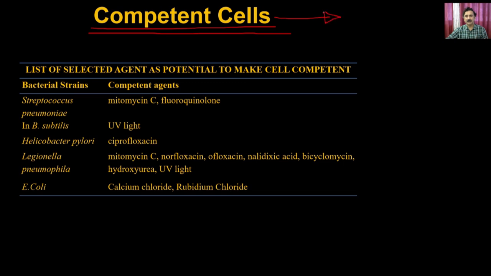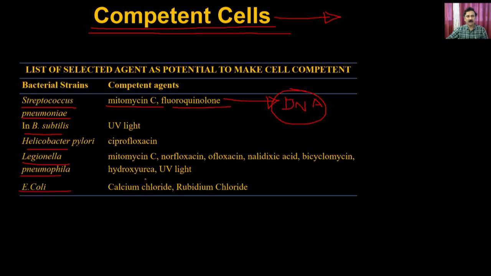There are multiple ways in which you can prepare the competent cell as far as the prokaryotic cell is concerned. So these are the different types of strains and these are the different treatments you can do. For example, Streptococcus pneumoniae, if you treat the bacterial cell with mitomycin C or fluoroquinolone, that is going to convert these bacteria into competent bacteria, and then they will be able to take up the DNA when you add DNA into the external media. Similarly, Bacillus, Helicobacter and all these, and E. coli. For E. coli, you can use two methods, either the calcium chloride method or the rubidium chloride method.